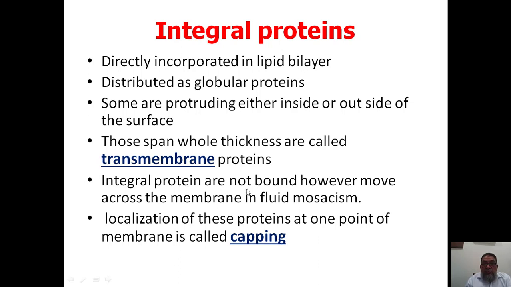Integral proteins are not bound; however, they move across the membrane in the fluid mosaic. Transmembrane integral proteins move a little bit, but the exo and endo proteins and embedded proteins move freely within the fluid mosaic. That's why the hypothesis of the fluid mosaic model fully fits in this situation, where the proteins keep moving like ships in a sea of lipids.